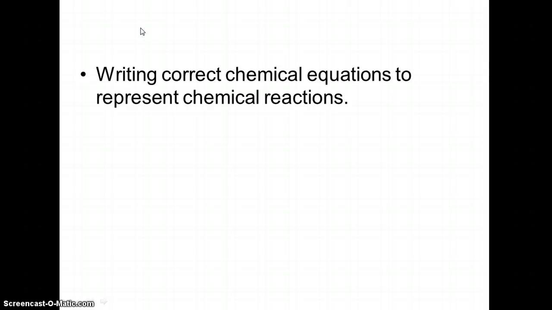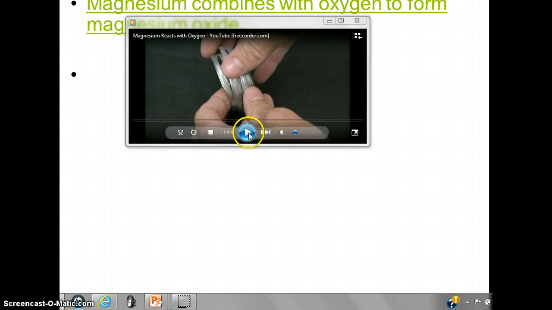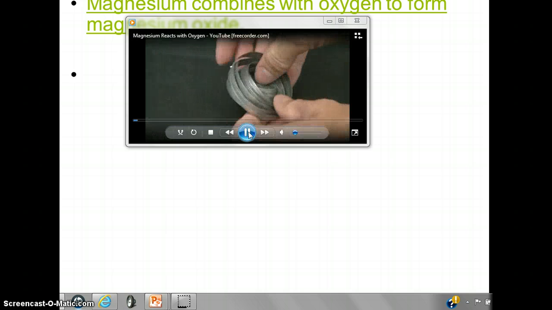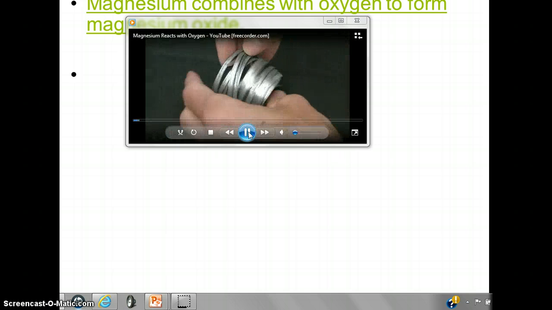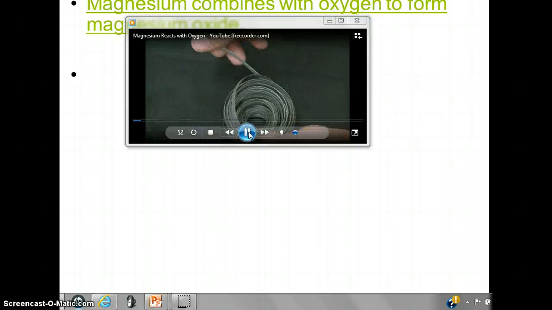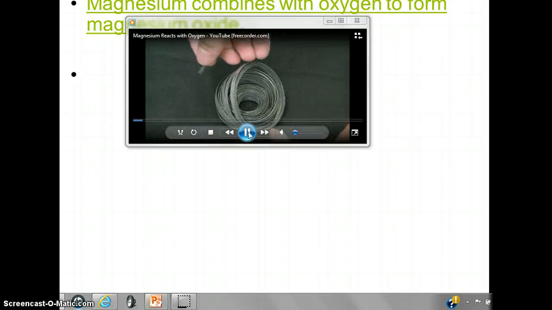Today, we are going to learn how to correctly write a chemical equation to represent a chemical reaction. Let's start by looking at a familiar chemical reaction, the burning of magnesium. As you can see in the video, magnesium has a silverish color, appears quite shiny and very malleable.